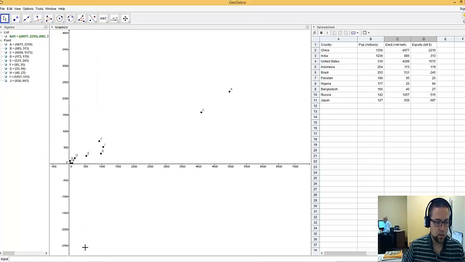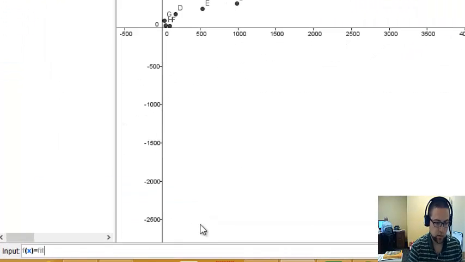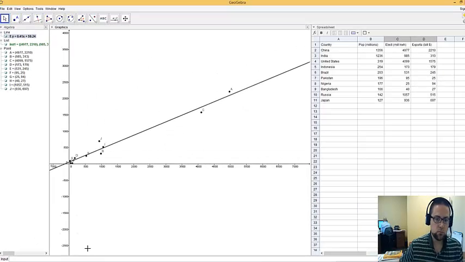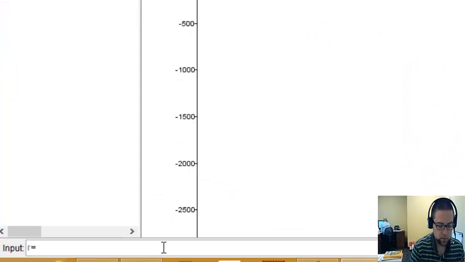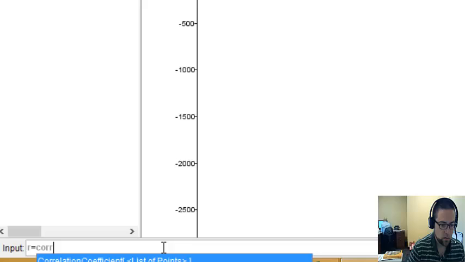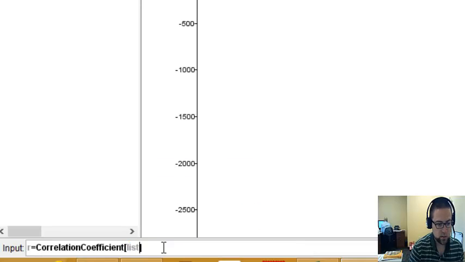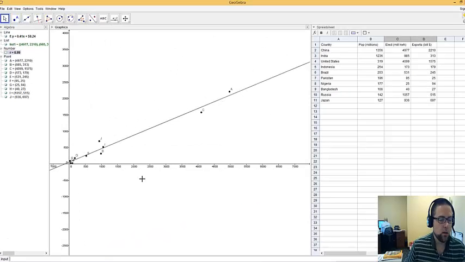Alright, so I'll do a line of best fit. F of x equals fit line, and we'll use this one. And let's find out what our correlation coefficient is. So say R equals correlation, and this one, let's see, this is 1. Look at that, that's actually really good. The correlation coefficient is 0.99, so it's a pretty close approximation there. So what do the residuals mean?